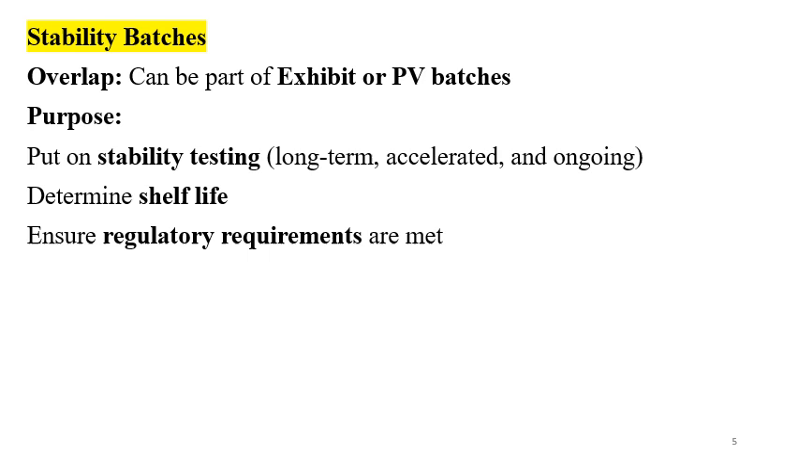Then the stability batches. So these can overlap or be a part of the exhibit or PV batches. Sometimes for stability batches, people call it an exhibit batch, or people call it pivotal batches or process validation batches. So depending upon the scale, you can call it.